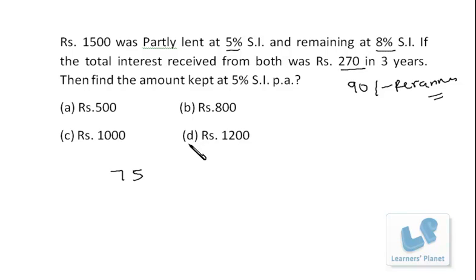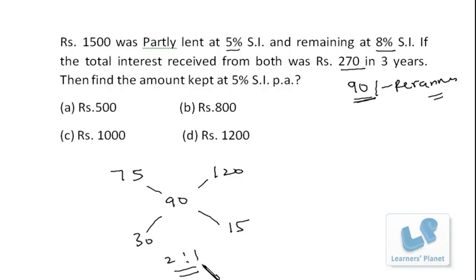In the second case, I assume the entire amount was given at 8%. So if 8% is the rate of interest, then the person will get 8% of 1500, that is 120 rupees per annum as interest. Okay, so at this percent, 75 rupees is the interest, and at this percent, 120 rupees is the interest. But actual interest is 90 rupees. Okay, so we can get the ratio of these two amounts. So 120 minus 90 is 30 and 75, if it is deducted from 90, it will be 15. That means the ratio is 2:1.